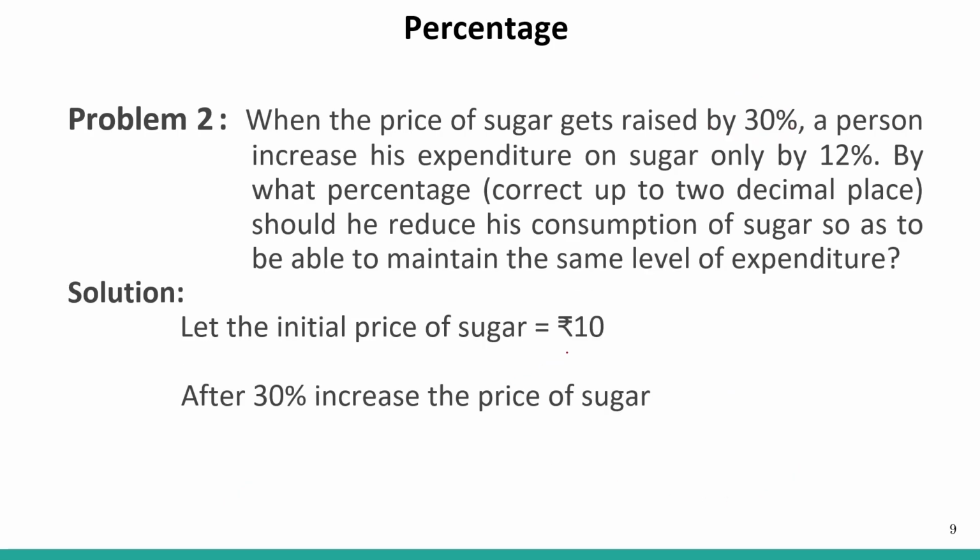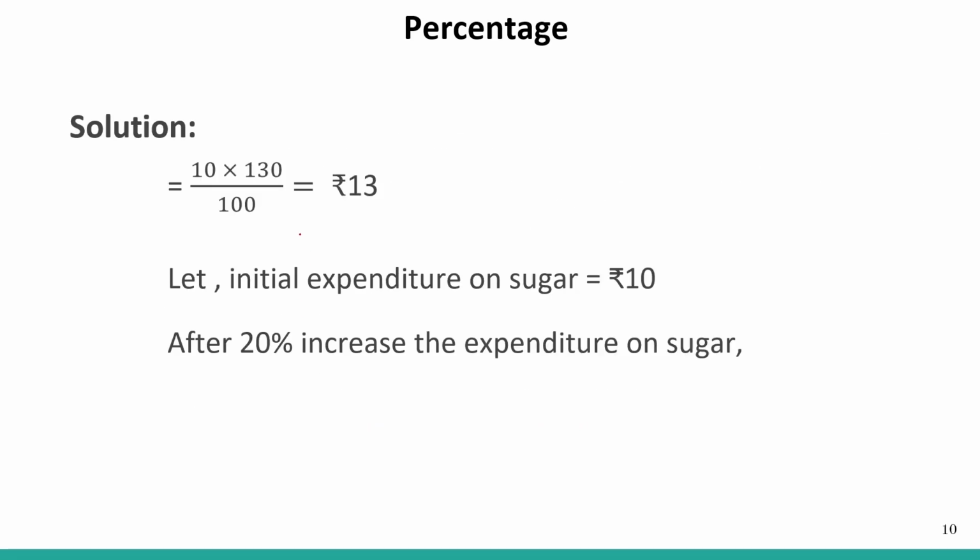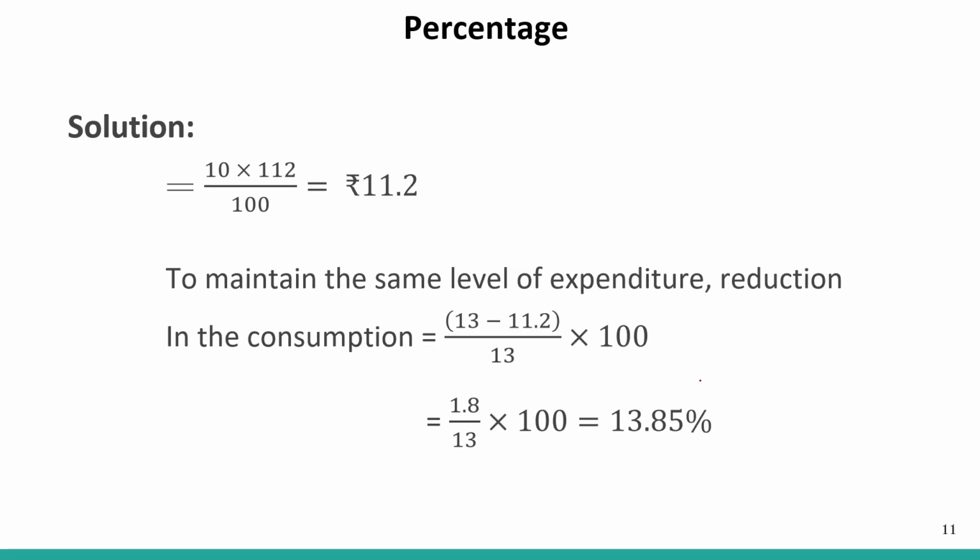So let the initial price of sugar be 10 rupees. After a 30% increase, the price of sugar will be 10 into 130 by 100, which is 13. Let the initial expenditure on sugar be 10. After a 12% increase, the expenditure on sugar will be 10 into 112 whole by 100, that is 11.2. So to maintain the same level of expenditure, reduction in the consumption is equal to 13 minus 11.2 whole by 13, multiplied by 100, that is 1.8 by 13 into 100, that is 13.85%.